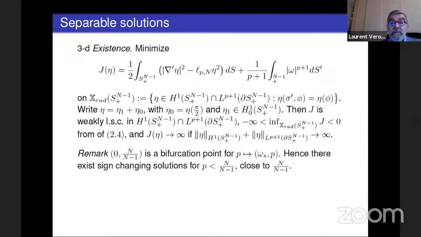Important also to notice, remember that the first theorem says that there is no positive solution if p is bigger than n over n minus 1. But now what happens at n over n minus 1? Actually, it's a bifurcation point. It's a bifurcation point, but we have a branch of sign changing solutions issuing from omega equal 0 and p equal n over n minus 1. So it's a bifurcation point. So we have the structure now of the set. These are the structure of the set.